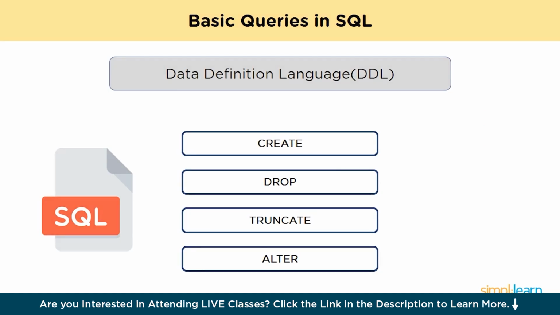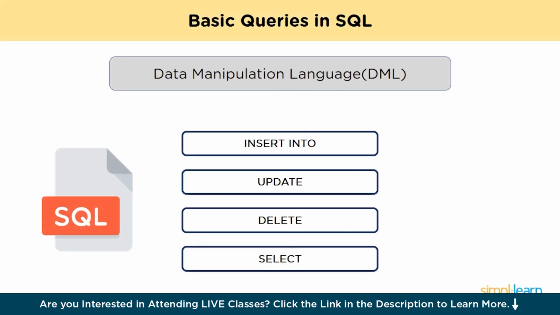Let's see DDL commands. Create command is used to create the database or its objects like table, index, function, views, store procedure, and triggers. Drop is used to delete objects from the database. Truncate is used to remove all records from a table. Alter is used to alter the structure of the database.